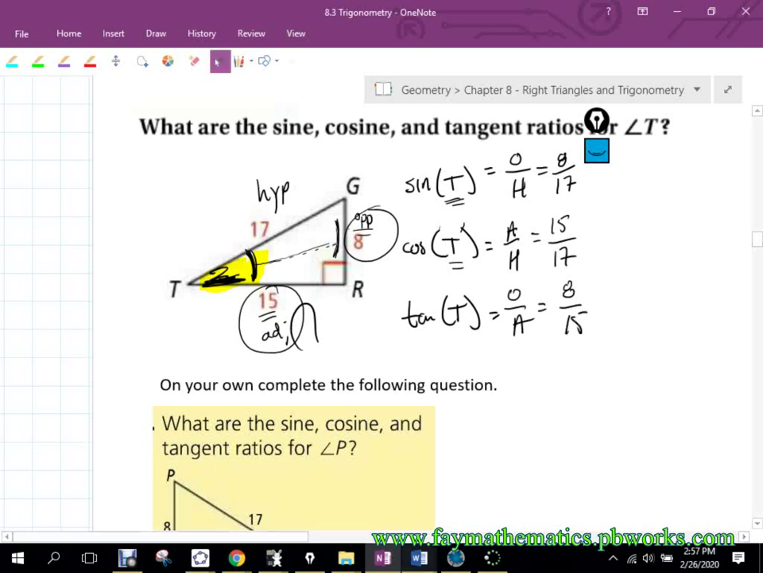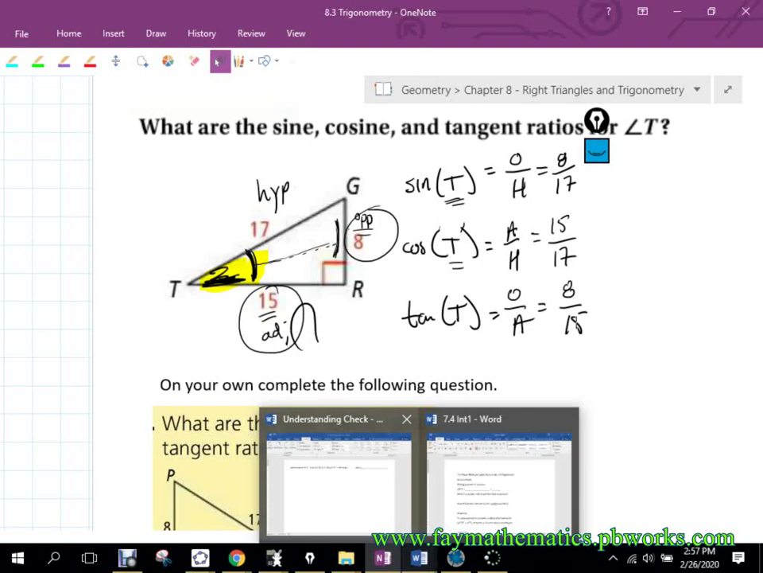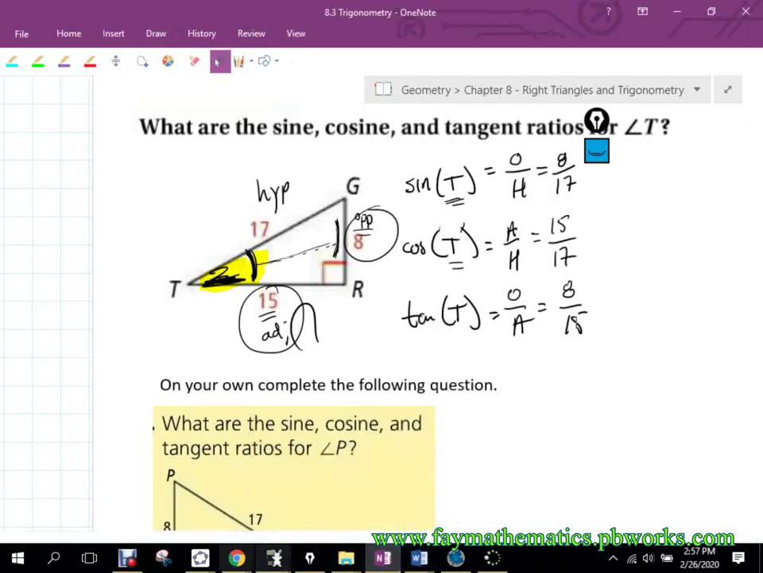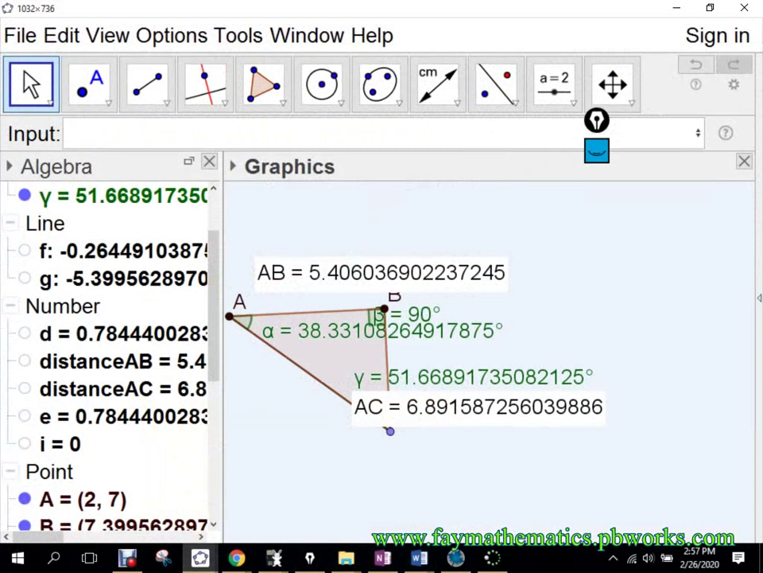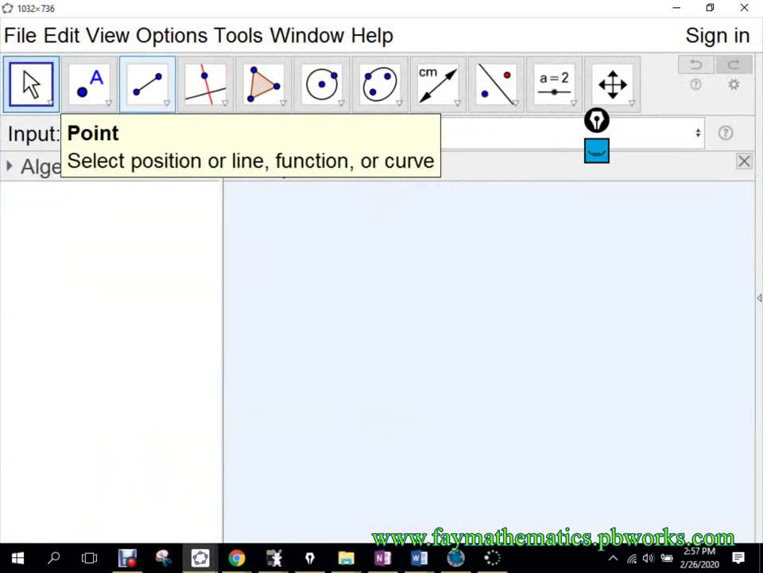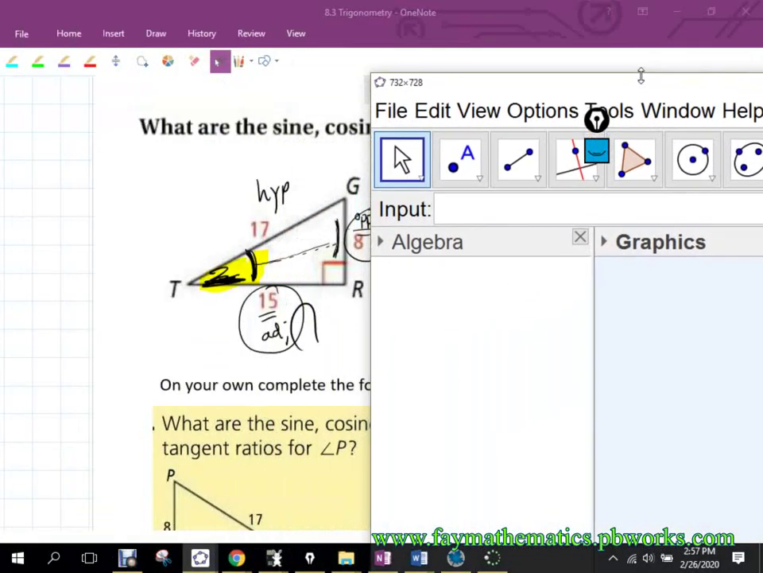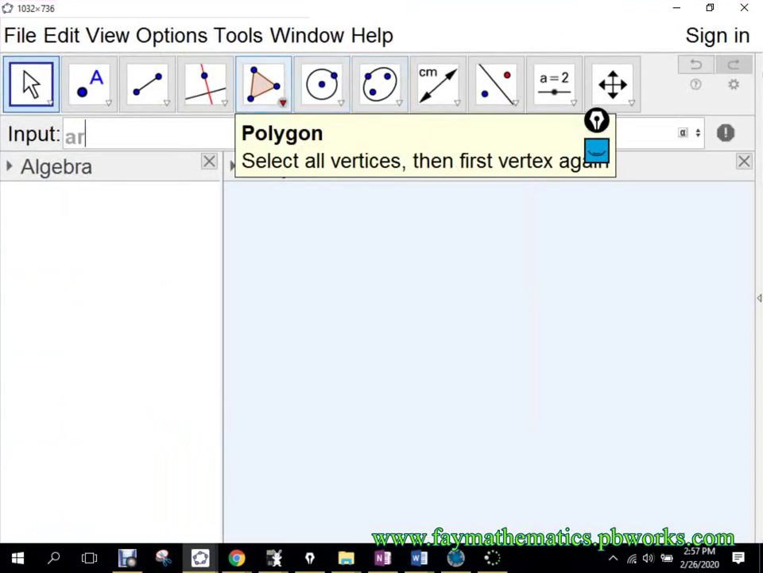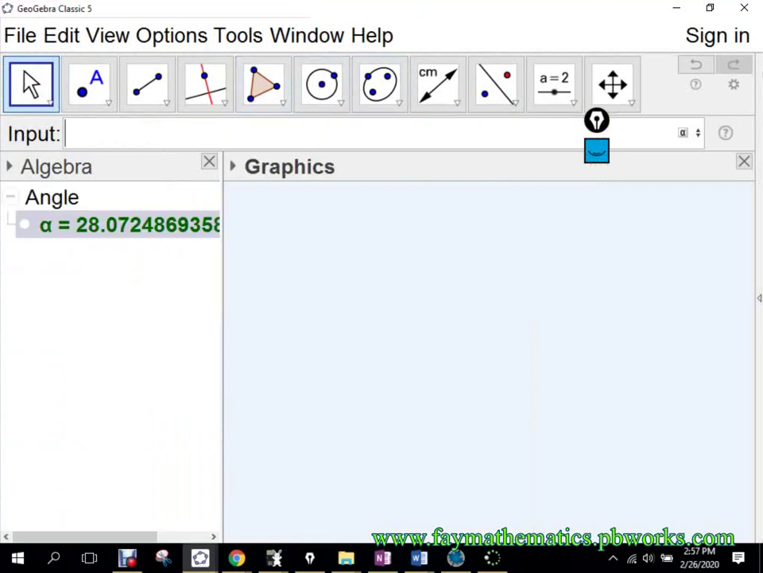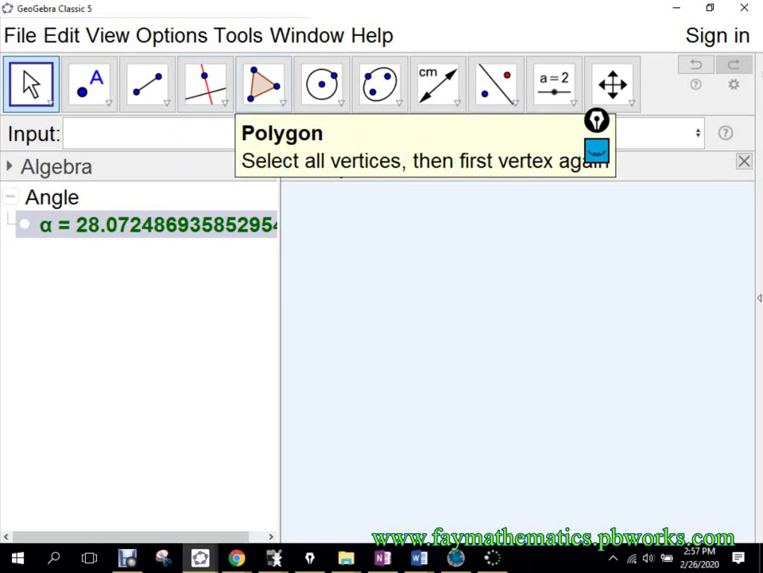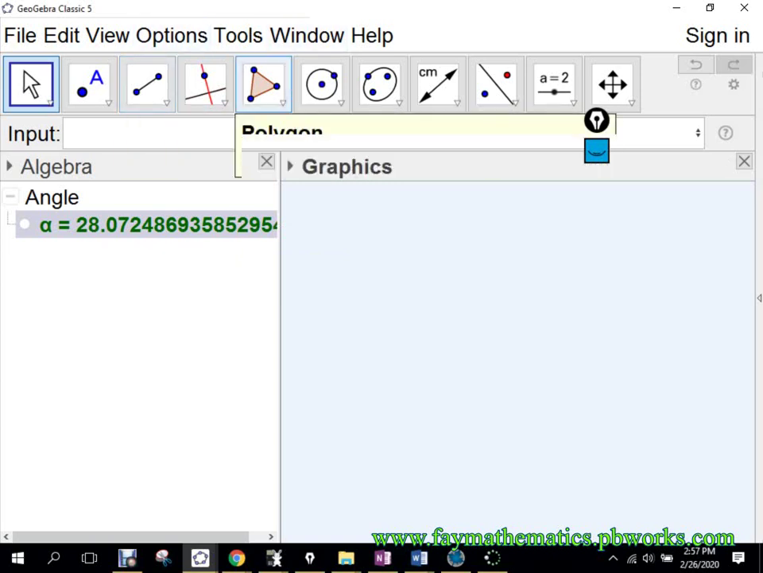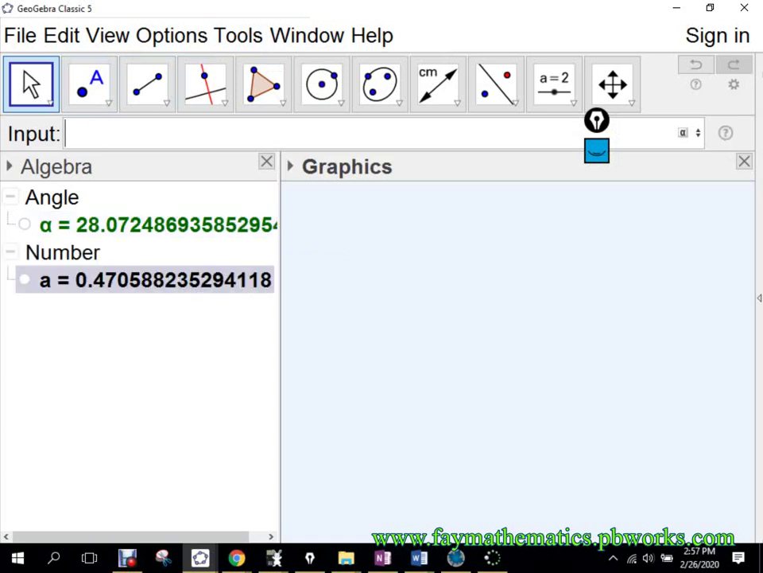Now, we'll learn this in a couple days, but I'm going to use GeoGebra to figure out what that yellow angle actually is. So I'll go arc sine of 8/17. So that yellow angle is actually 28.07 degrees. So every triangle that has that angle in it, if I look at 8/17 as a decimal, is going to give me that decimal when I compare the opposite side to the hypotenuse.